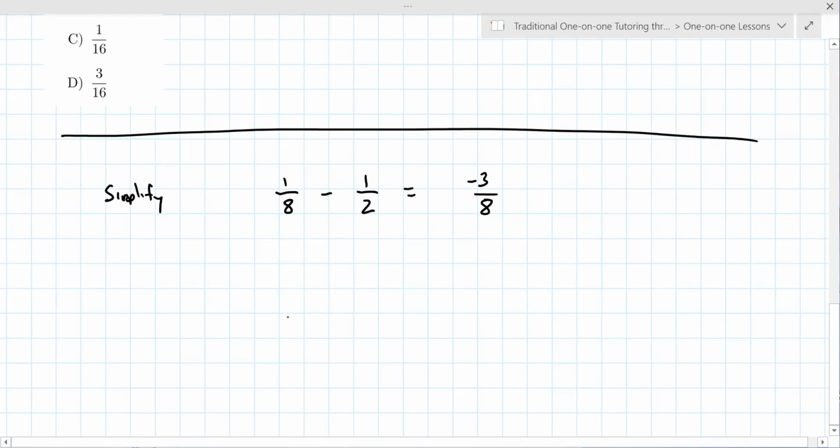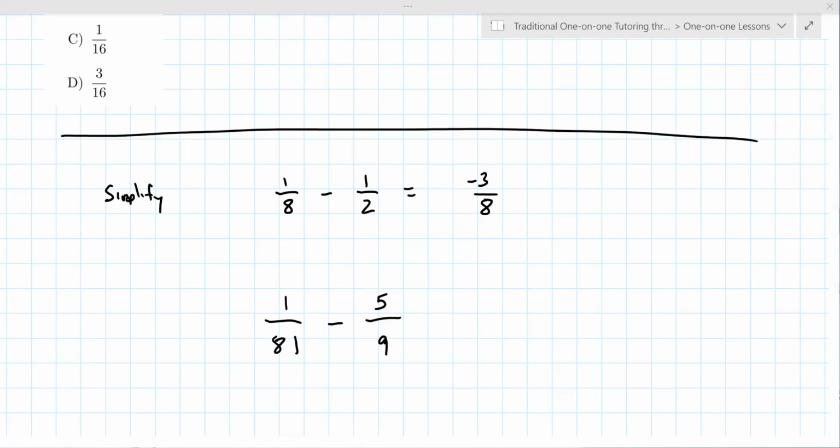Let's try another one here. How about 1/81 minus 5/27? I'm sorry, I didn't make this right. Sorry, 5/9. Okay. Negative 44/81.